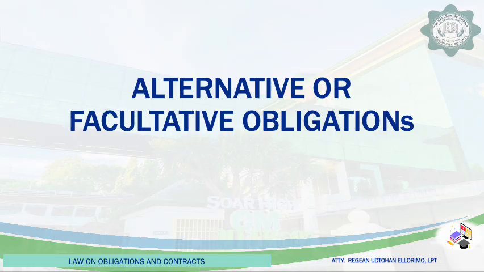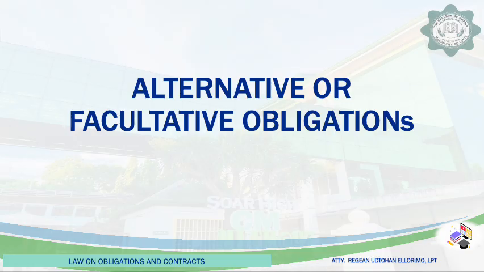The key characteristic for this is there are several prestations that are due. One performance satisfies the obligation. The choice belongs to the debtor unless otherwise agreed. And once chosen, the choice is final and irrevocable after communication. With regards to facultative obligation, it is one where only one prestation is due, but the debtor may substitute it with another if they wish. The substitute is not part of the obligation, but simply an option available to the debtor.